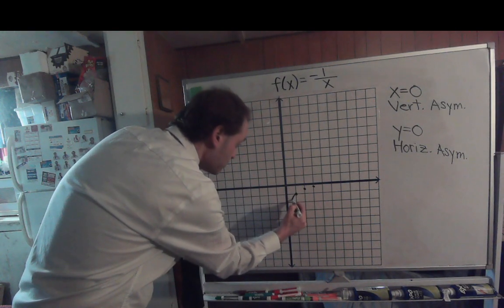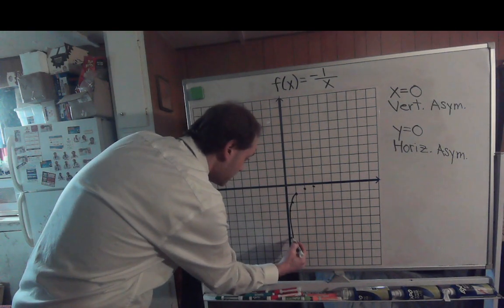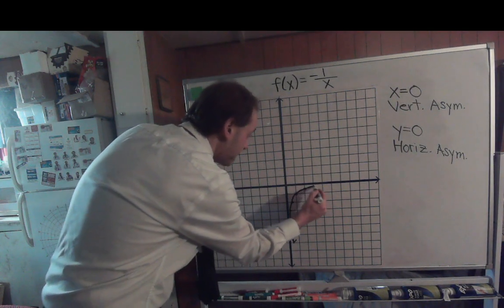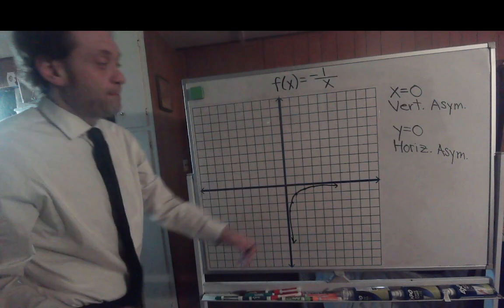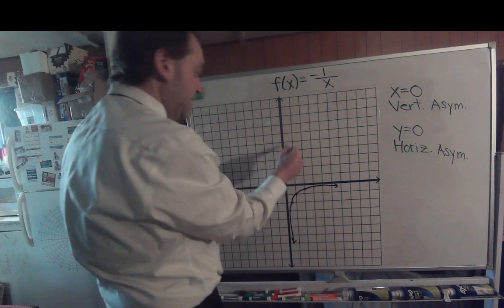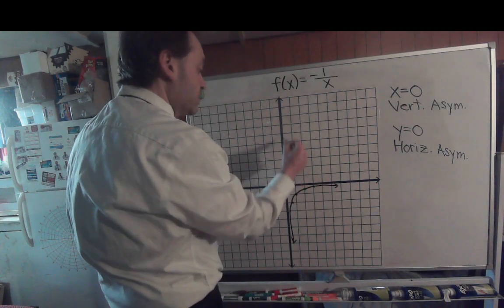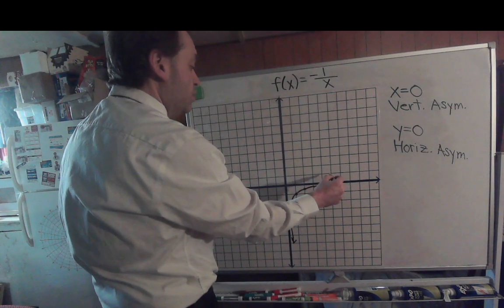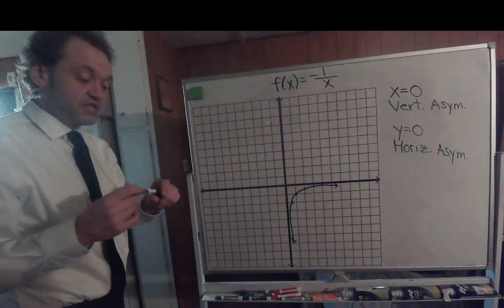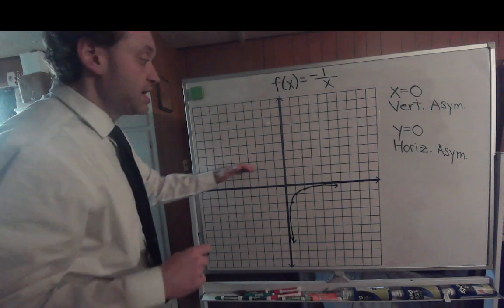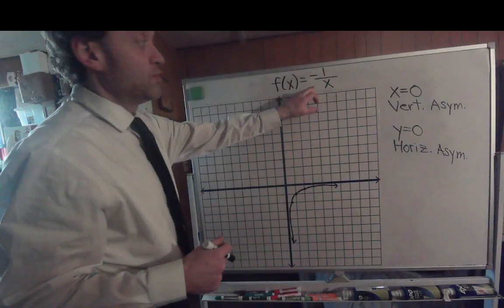So notice with this branch of the graph, we've reflected it in the x-axis. Because normally it goes like this if it's positive 1 over x. Well, we have just reflected this in the x-axis, and the same is going to be true for the other side.